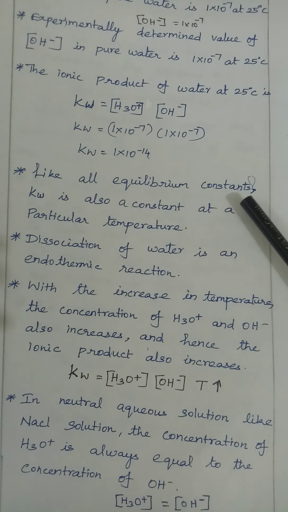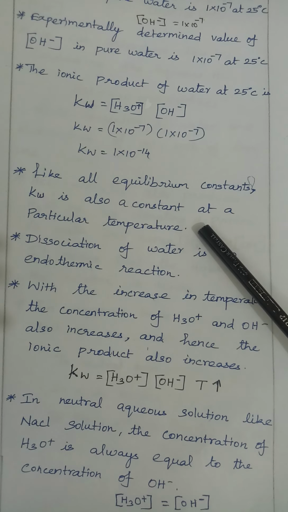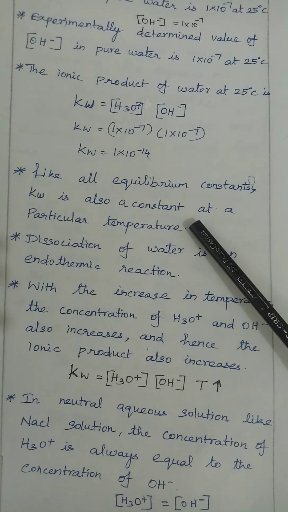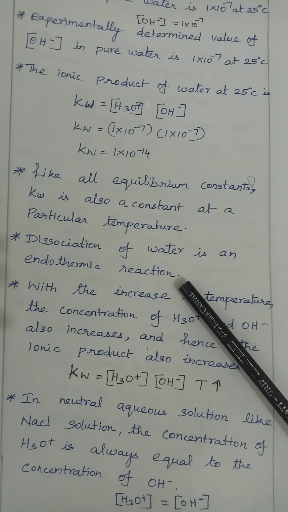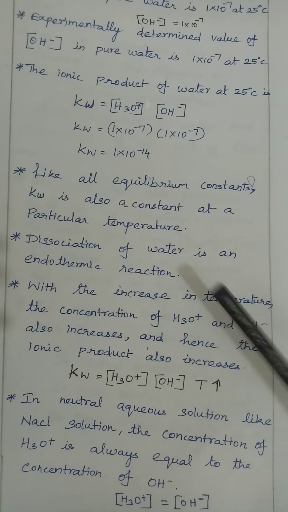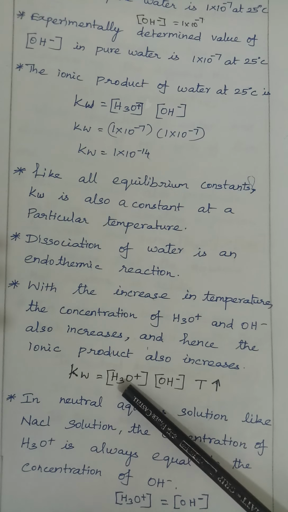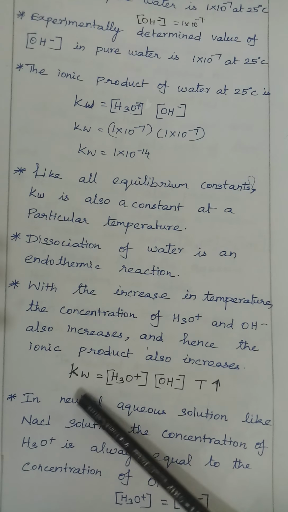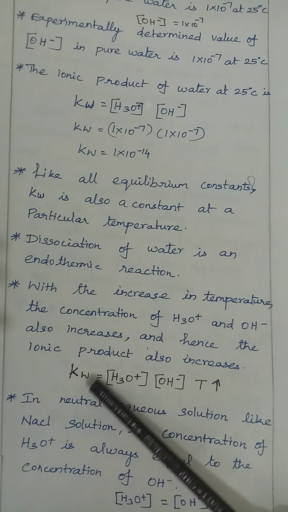Like all equilibrium constants, Kw is also a constant at a particular temperature. It acts as a constant. Dissociation of water is an endothermic reaction. Endothermic means what? Absorption of heat energy. With increase in temperature, the concentration of H3O+ and OH- ion also increases, and hence the ionic product also increases. Temperature increases, concentration increases, Kw value also increases.